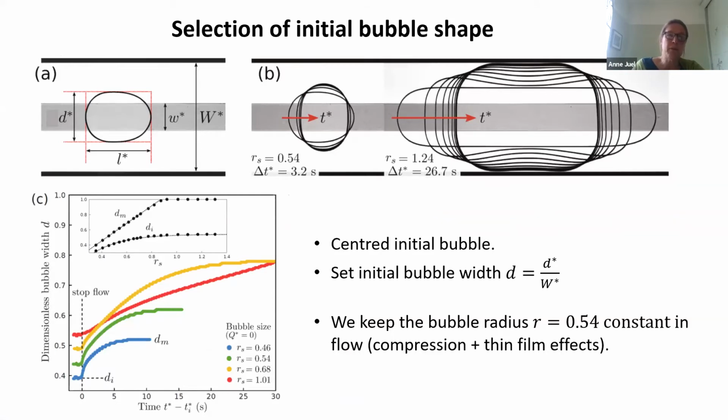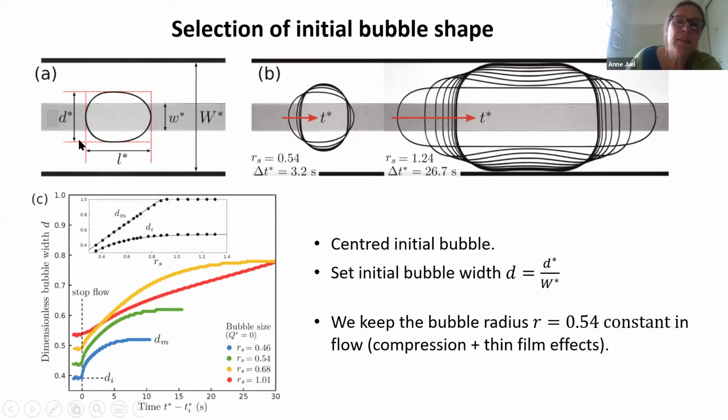The other parameter that's going to be important to us, because we want to look at the transient evolution of a bubble, is that we want to give it an initial shape and start it from rest. And then we're going to limit ourselves here to centered initial bubbles, like you see in the diagram here. And we're going to parameterize this centered initial bubble by its width.